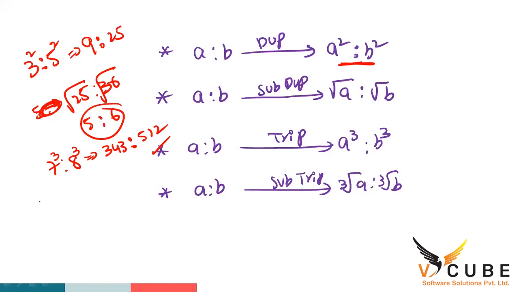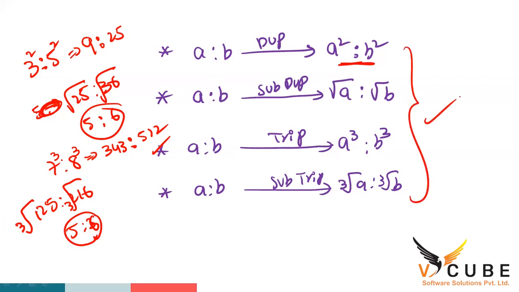Last point, A is to B, for example, 125 is to 216. What is the sub triplicate ratio, guys? 5:6. Yes, very good. Cube root of 125 is to cube root of 216. Then 5 is to 6. Okay.